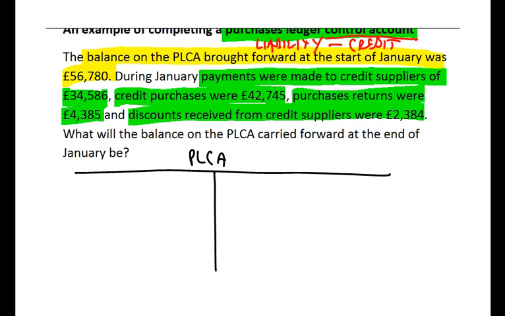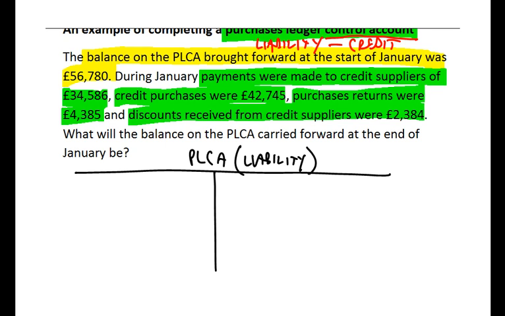Now I'm only going to be interested in the entries to the control account, although I'll talk about where the other sides of each double entry would go. And remember, the purchase ledger control account is a liability of the business. This is an amount owed to our suppliers, so we're generally expecting it to be a credit balance. Remember, the sales ledger control account is an asset, so we'd expect it to be a debit balance.